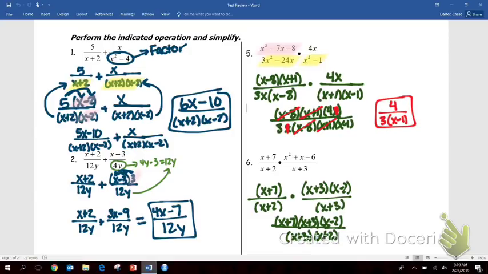So we have x plus 7, x plus 3, x minus 2 over x plus 2, x plus 3. We see what we can get rid of. So we have x plus 3, x plus 3. And that's it. So my final answer is x plus 7 over x minus 2 over x plus 2. So factor everything you can, simplify what you can, and whatever you can't get rid of, that's just your answer.